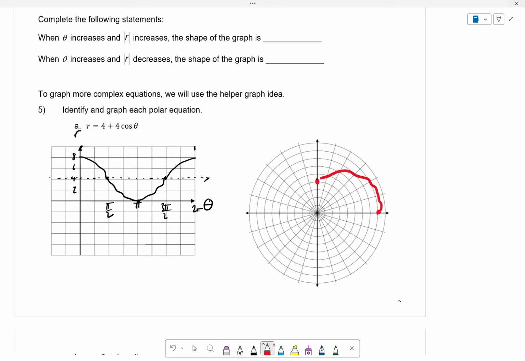In the second quadrant, the r's are going from 4 to 0. 4 to 0. We've done that before, haven't we? Gone from 4 to 0. So something like this. What's the outside? It goes to 0, a little past.